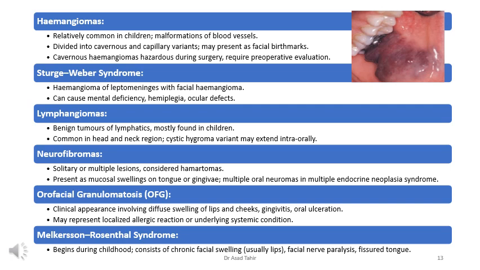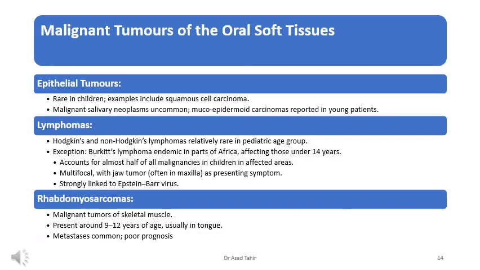Orofacial granulomatosis, OFG: clinical appearance involves diffuse swelling of the lips and cheeks, gingivitis, and oral ulceration. May represent a localized allergic reaction or an underlying systemic condition. Melkersson-Rosenthal syndrome: begins during childhood, consists of chronic facial swelling, usually of the lips, facial nerve paralysis, and fissured tongue. Malignant tumors of the oral soft tissues. Epithelial tumors.